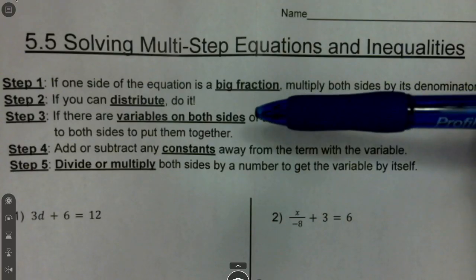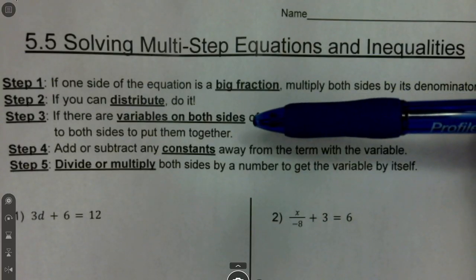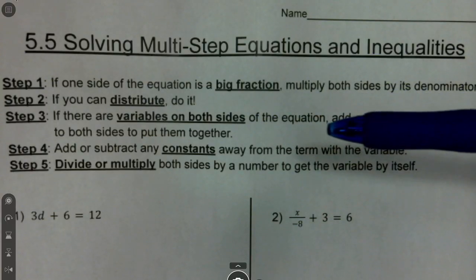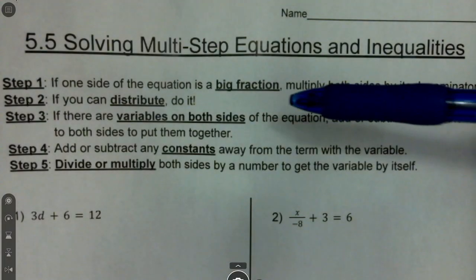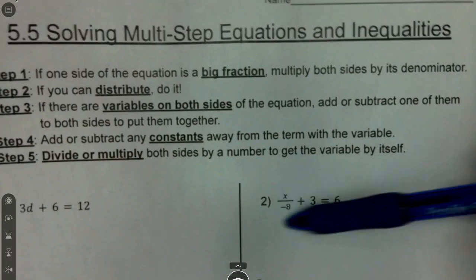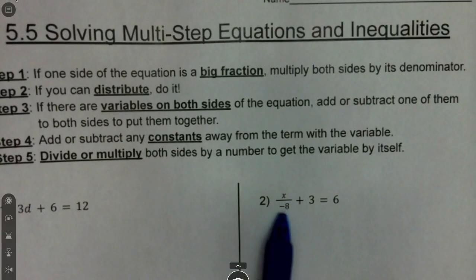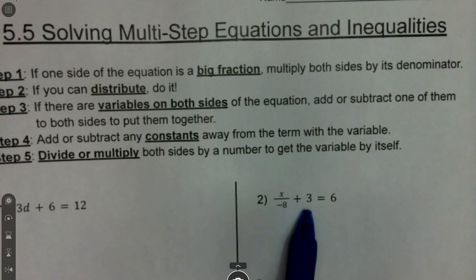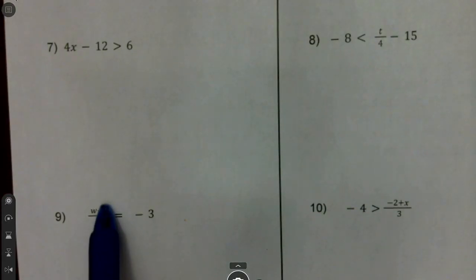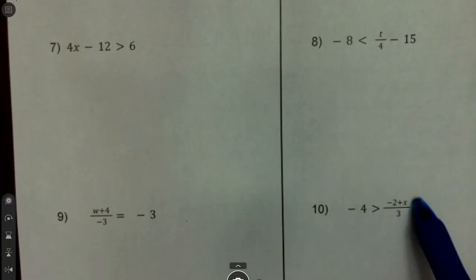So if one side of the equation is a big fraction, your first step should be to multiply both sides by its denominator. Now I want to make sure you understand what I mean by big fraction. Number 2 here does have a fraction, but that's not what I'm referring to when I say a big fraction, because that fraction is just one piece of this side of the equation. It's not the whole side. Whereas on the back, you can see I have two examples here, 9 and 10, where the entire side of the equation is a fraction. The entire side of this side of the inequality is a fraction.